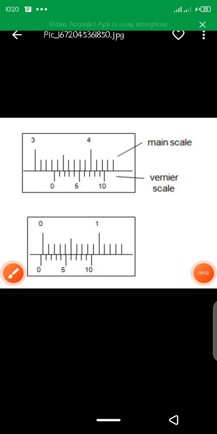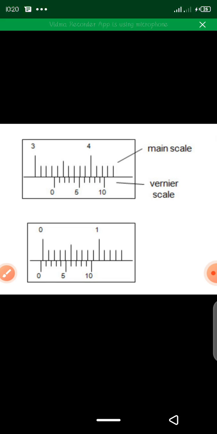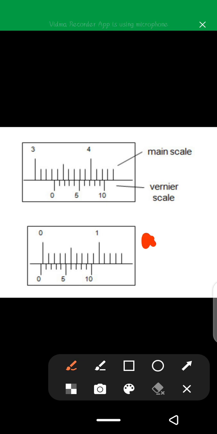Now let's go to the second. This is a little bit different because there is no reading at all on the main scale, since before the zero, your vernier caliper already starts reading something. So you're going to ignore your main scale. Your main scale will be 0 centimeter. Now you go to your vernier scale and check where the lines coincide with that of the main scale.